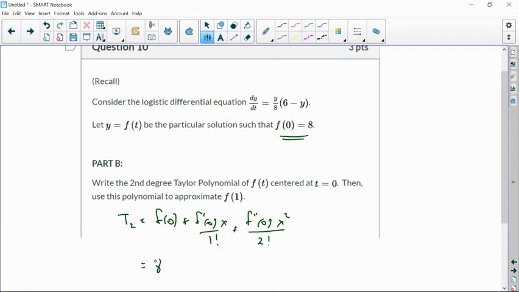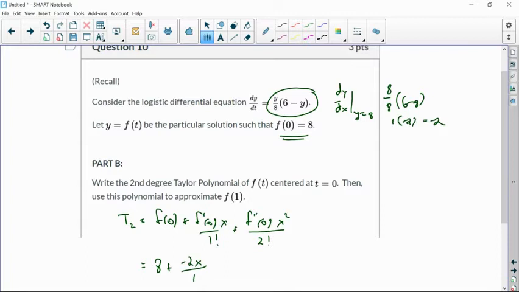So we have an 8 plus, and then to find the derivative at 0, remember that this differential equation here is a derivative with respect to t in terms of y. I know that when x is 0, my y value is 8. So I can figure out the derivative when y is equal to 8. That would be 8 over 8 times 6 minus 8, which is 1 times negative 2, which is negative 2. So I know that coefficient is negative 2x over 1. A lot of people had up to that point.